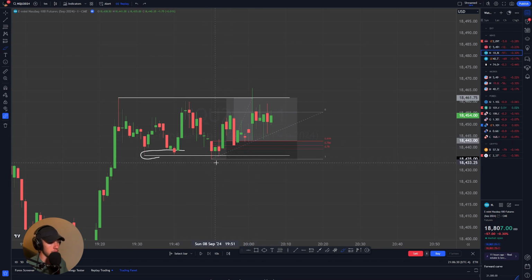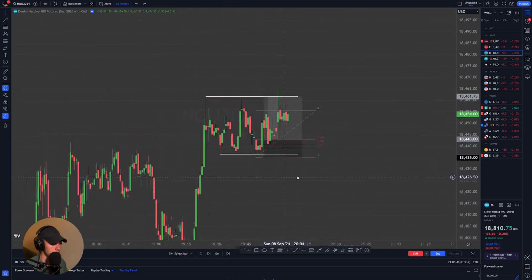I draw my Fibonacci from the low that swept liquidity to the most recent swing high, which was this one. And again, I'm going to enter off the 0.618 every time, and I'm going to place my stop at the 1 and then target the opposite liquidity pool, which was resting right here. Beautiful intraday example of this trading strategy.